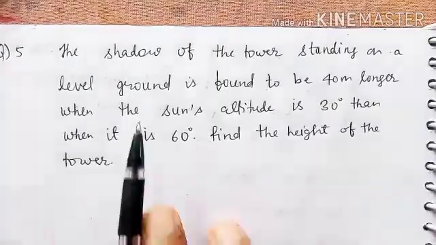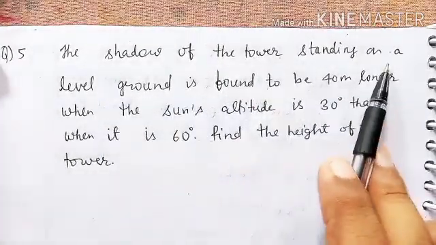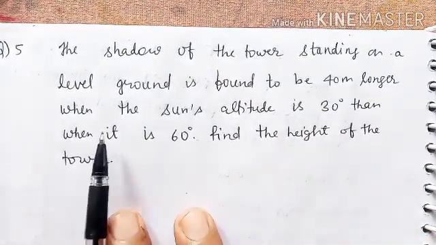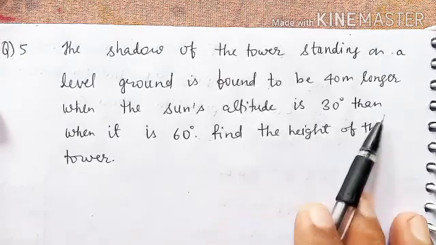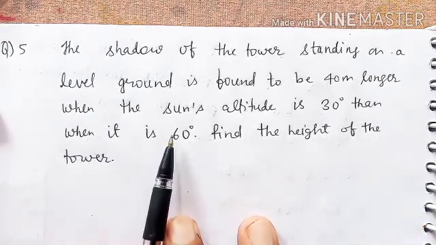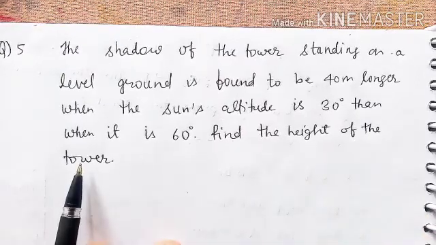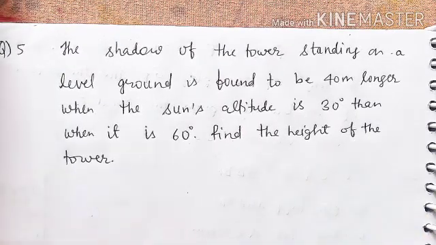Now next question. The shadow of the tower standing on a level ground is found to be 40 meter longer when the sun's altitude is 30 degree than when it is 60 degree. Find the height of the tower. So firstly let us draw its diagram.